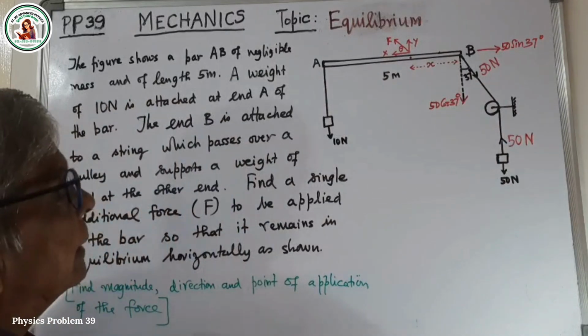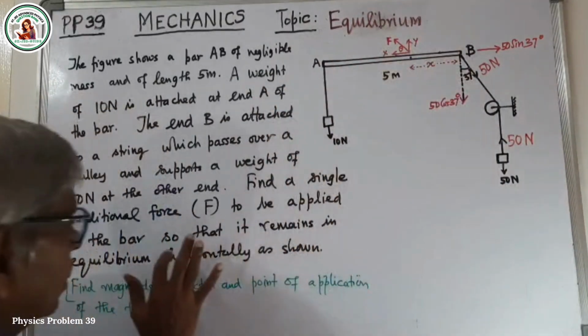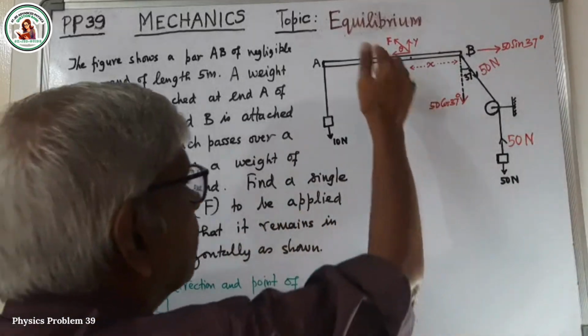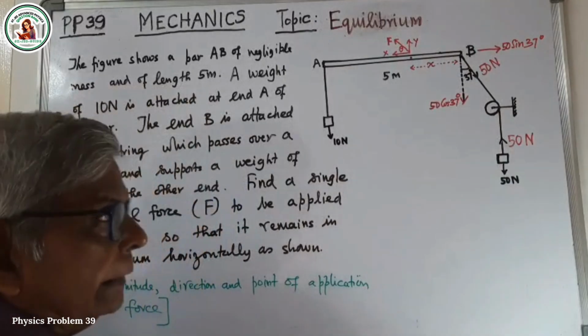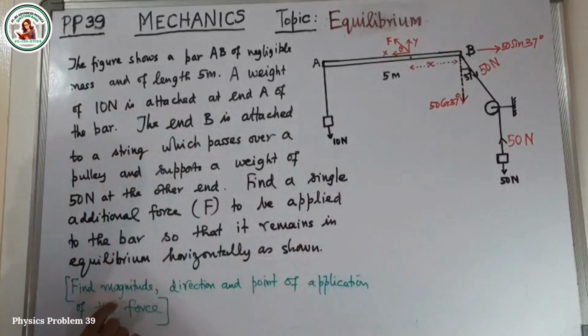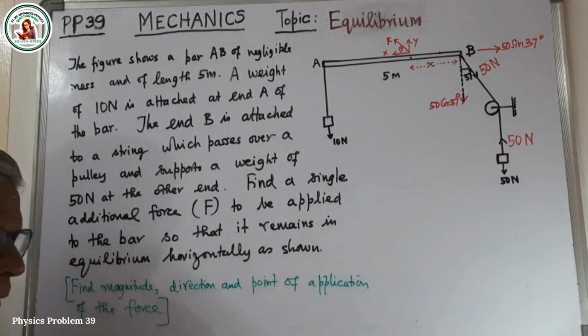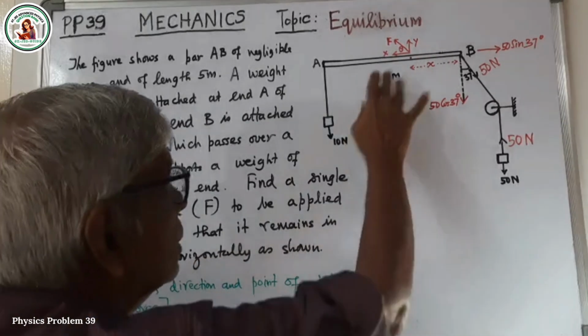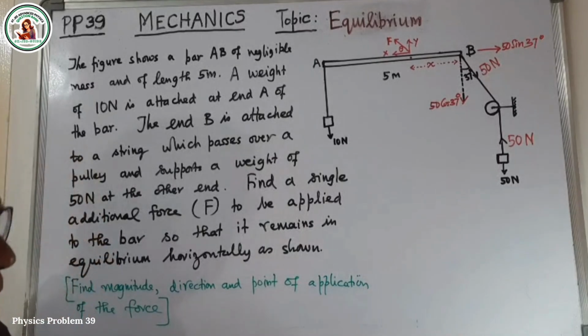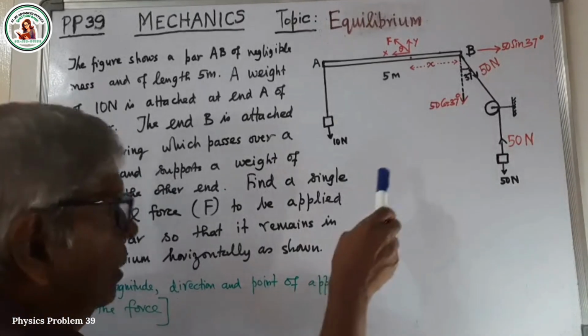So to prevent that and to keep it in equilibrium in the horizontal position shown, what is the single force that we have to apply to this? That is the question. For a single force, we have to get the magnitude, direction and point of application. Three things we have to work out in this.